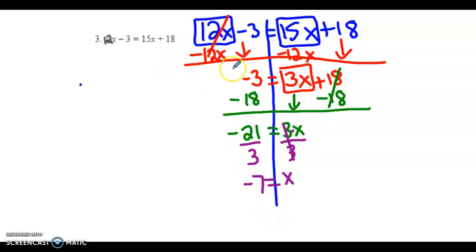Now for some people, they always want their x's on this side. If that's you, if you just like to do that, you could have started this problem by subtracting 15x from each side and solved it from there. But just make sure that you end up with your x's on one side and your numbers on the other.